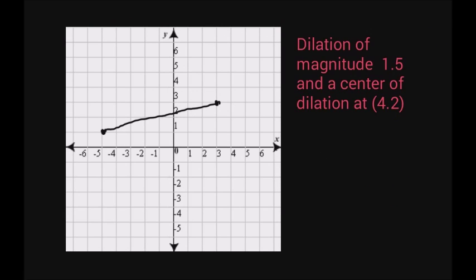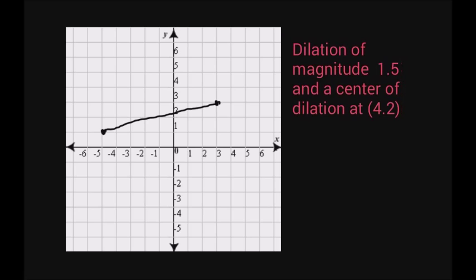Alright, so I got a line there with endpoints at -5, 1, and 3, 3. And I'm going to do a dilation of magnitude 1.5 and a center of -4, 2. Alright, so I'm going to put my point at -4, 2. The editor messed up there. So -4, 2, and my magnitude is 1.5.